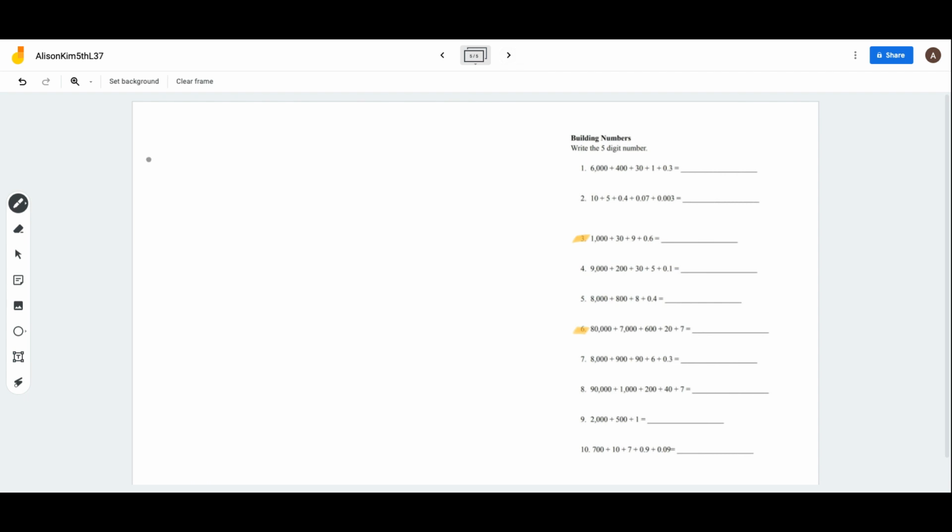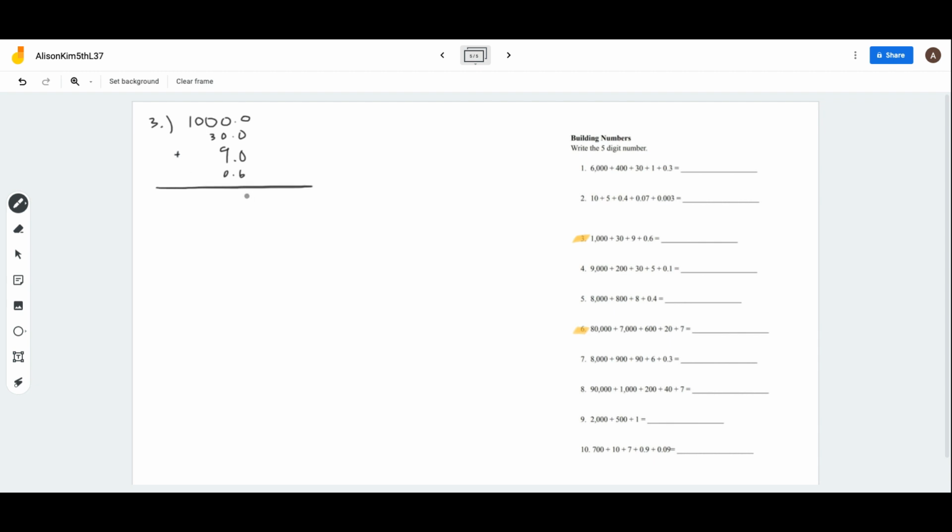Next is building numbers. Building numbers is very easy because you're just adding all these given values to get what they equal. However, you must make sure that all the place values are lined up. Like number 3, it could be quite deceptive because it goes from 1000 to 30 and it's missing the hundredths place. So make sure that all the numbers are lined up as I am doing here. You can add the decimal point for the other numbers if you wish. It's not necessary, but you can. And then we start adding.